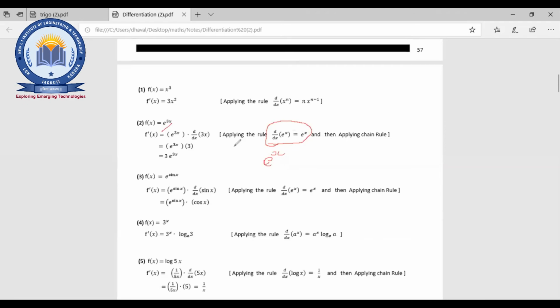So what we are going to do? First we'll apply the basic differentiation. e raised to x is there, so we go for e raised to x, the same way e raised to 3x. So for d by dx of e raised to 3x, we take e raised to 3x as it is, into d by dx of the other function, that is 3x. We'll write the differentiation for that also.